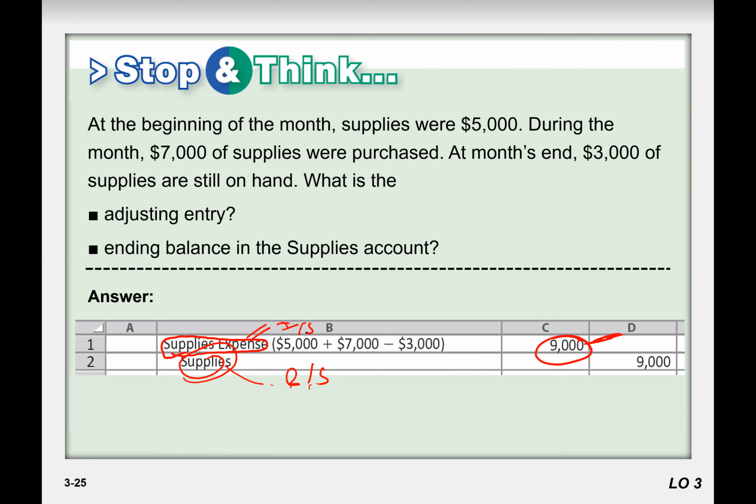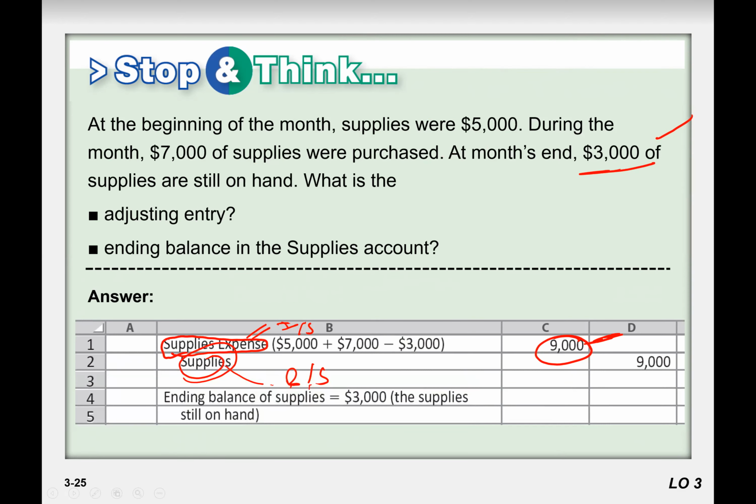Understand? And what is the ending balance in supplies? The question already mentioned it is 3,000, right?